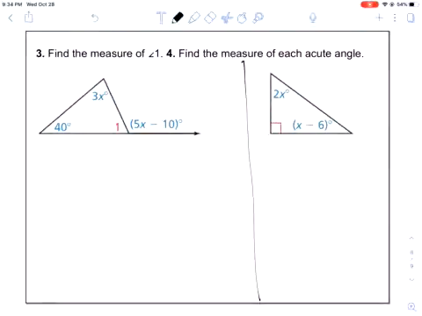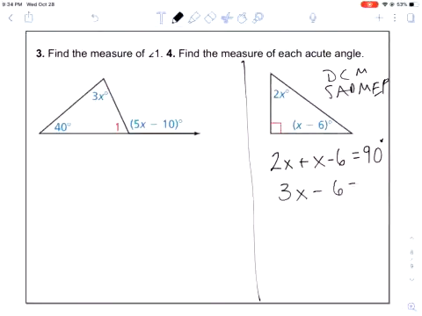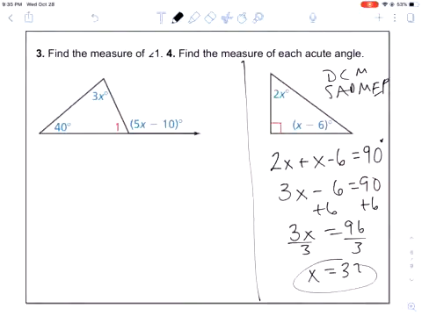So this is a right triangle. Our corollary says your non-right angles, 2x and x minus 6, add together to be 90. DCM SADMAP to solve this. So we combine the 2x and the x to get 3x. Now we add 6, and we get 3x equals 96. Divide by 3, and you get x is 32. Plug that into here, and you get 2 times 32, or 64. Then you get 32 minus 6, which is 26. And there are our answers.